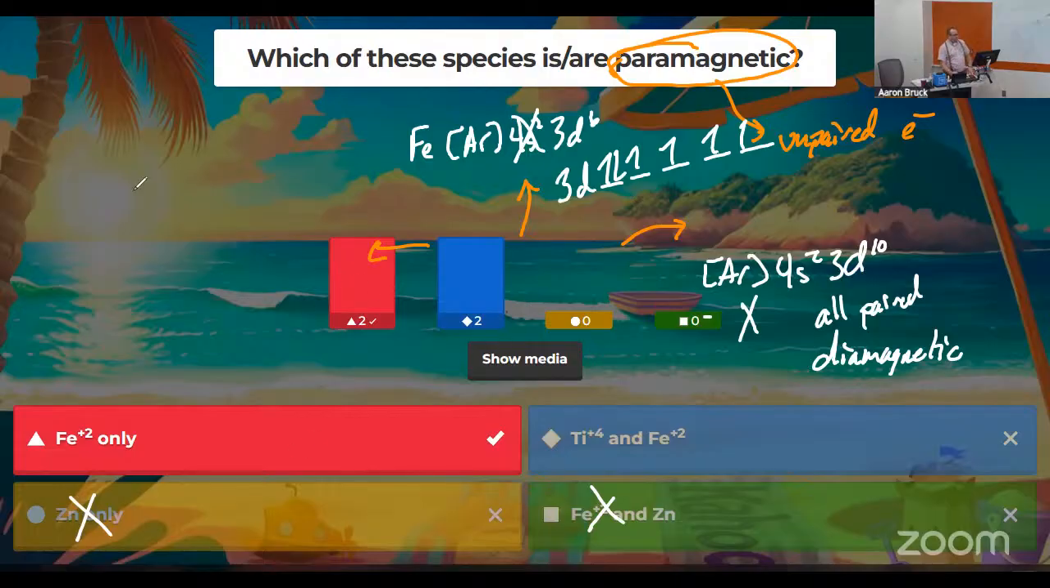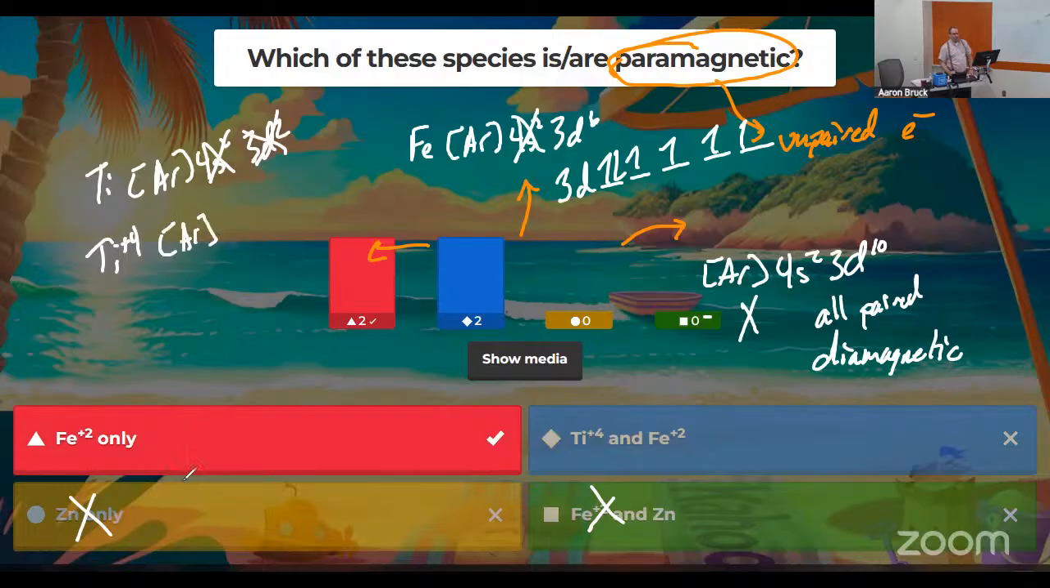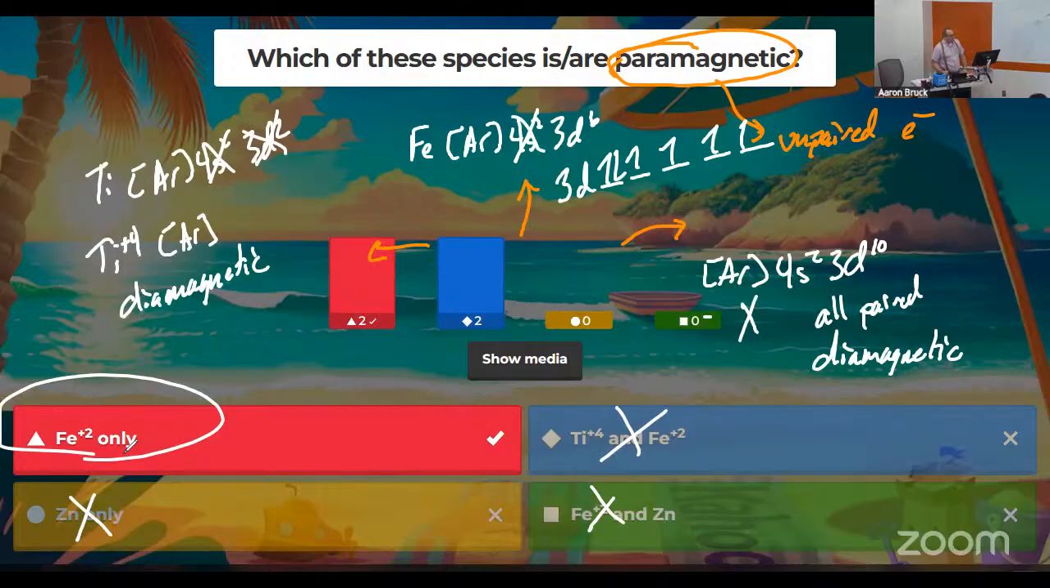For titanium 4, titanium's electron configuration is argon 4s2 3d2. For the 4 plus charge, I need to take away 4 electrons. All that is left is the argon. We know that they're all paired up. So titanium 4 is diamagnetic, which means that this one's incorrect. Only the iron was. So red square wins that one, or red triangle, rather.